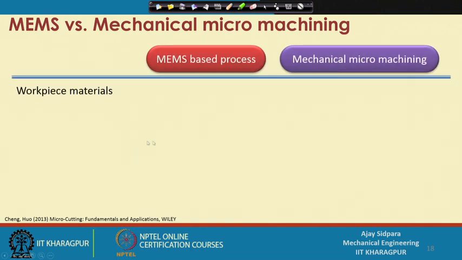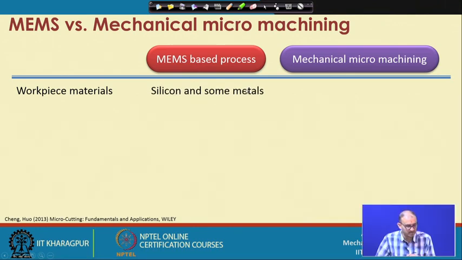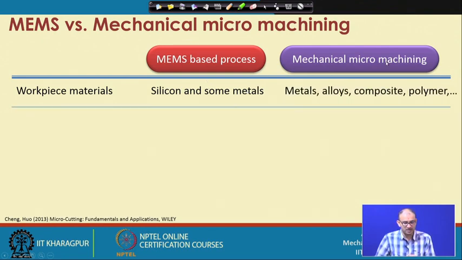So, first is the workpiece material. In MEMS, mostly silicon and some metals, mostly copper and tungsten, are used for fabrication of different components. In micromechanical machining, there is probably no restriction. We only have to make sure that our tool is harder than the workpiece material. So, it covers almost everything: metals, alloys, composites, polymers and some other materials can be machined by micromechanical machining processes.